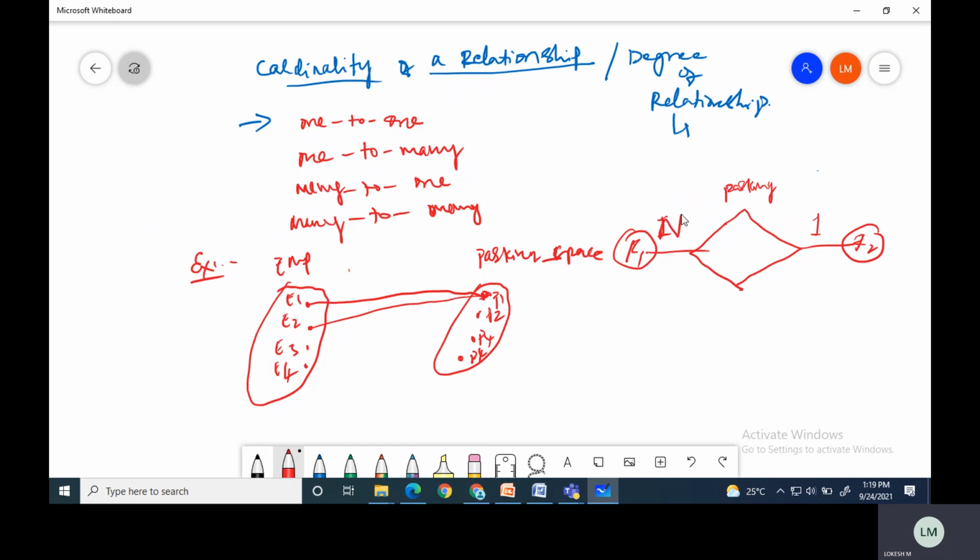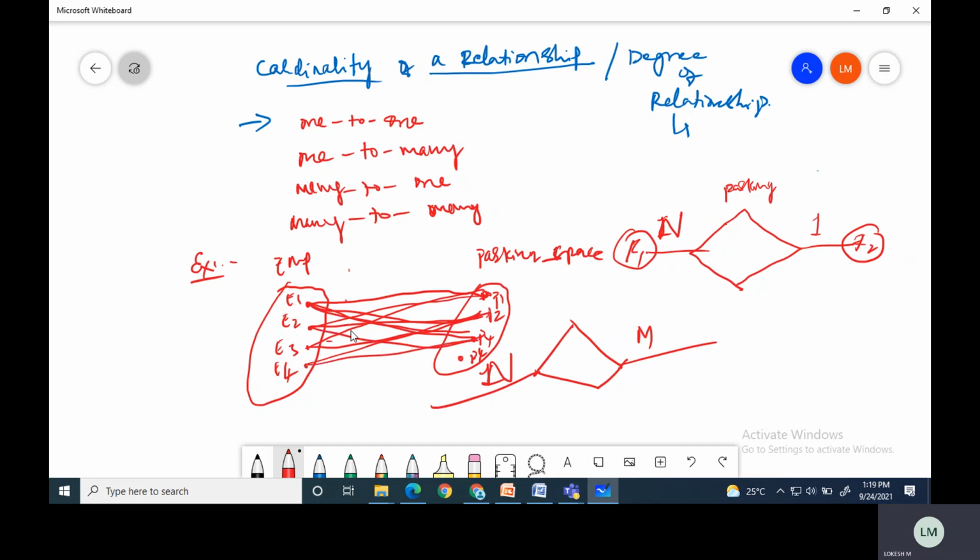Now we can say this is n is to 1. Again, 1 is to n you can call, or m is to 1 you can call. This is the representation. If you have 1 to many, it is 1 is to m. If you have many to many, then it will be represented n is to m. Everyone is parking in every place. This is called many to many.